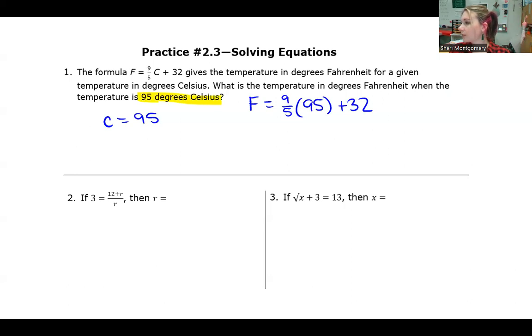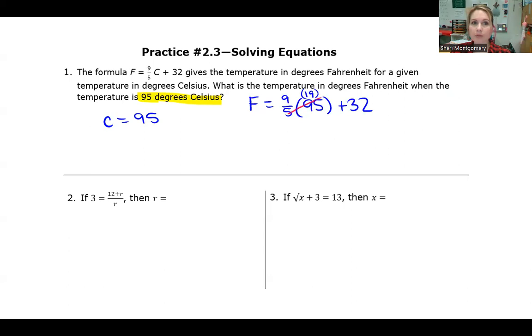Every time when you do this problem, whether it's with me or it's on TSI, what they're going to give you is a number that is divisible by 5. So let's reduce that. What's 95 divided by 5? Don't try and do it in your head. You guys got it. It's 19.